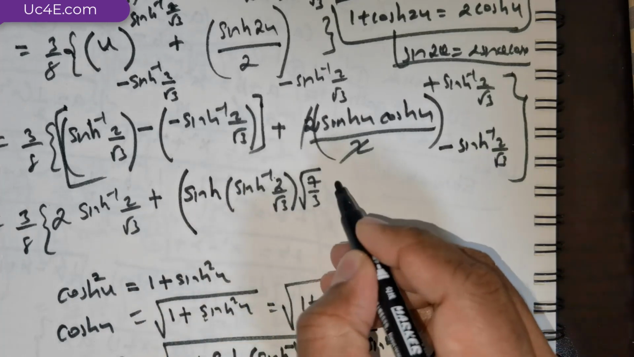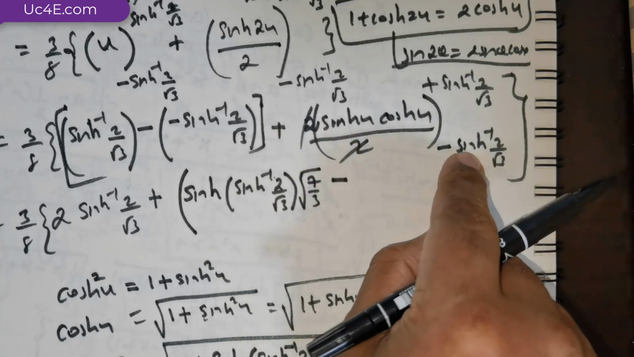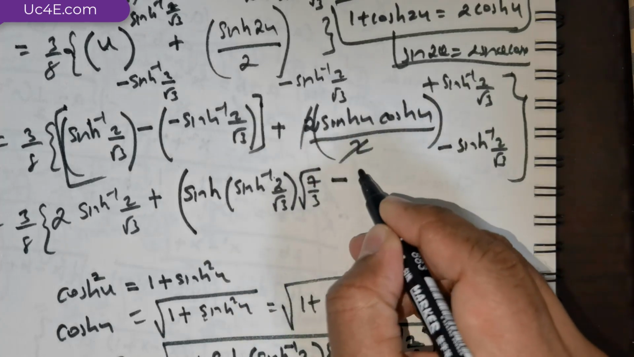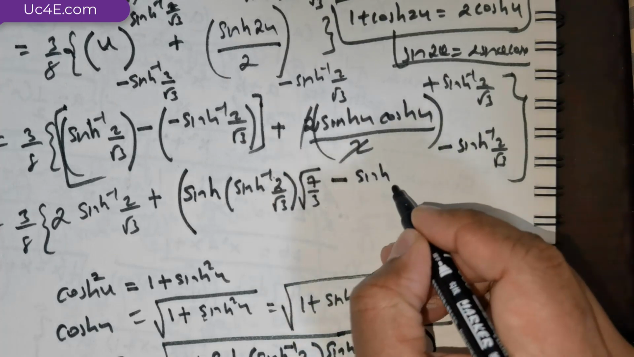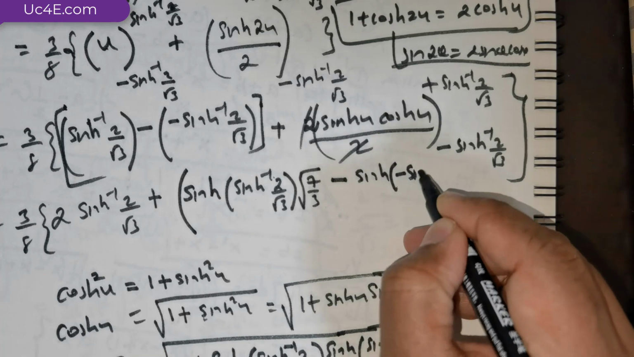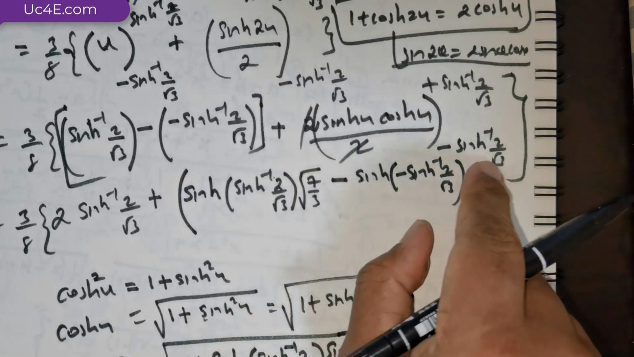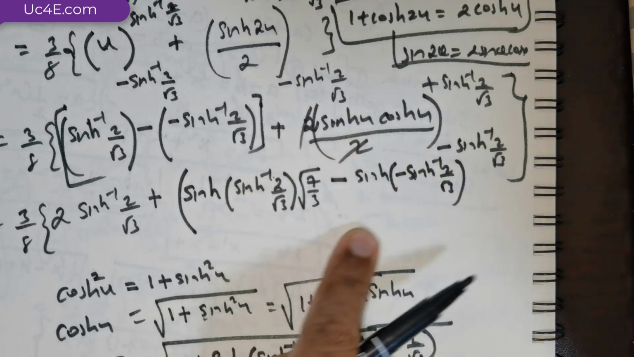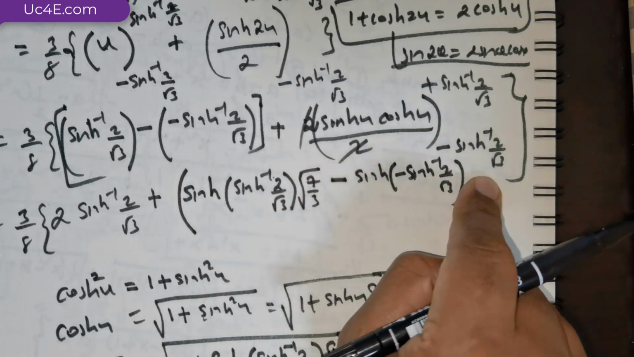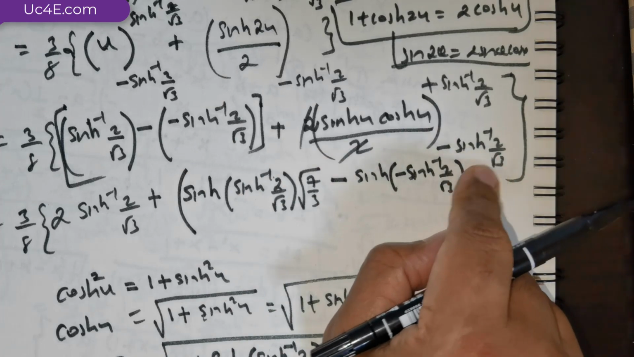Now we will do the simplification later, followed by negative. Now you need to place the lower limit here. So this is nothing but sinh; in place of u you're going to place negative of sinh inverse of 2 over root 3, times, in place of u you are going to place sinh inverse of 2 over root 3. This is what you're going to place, right?